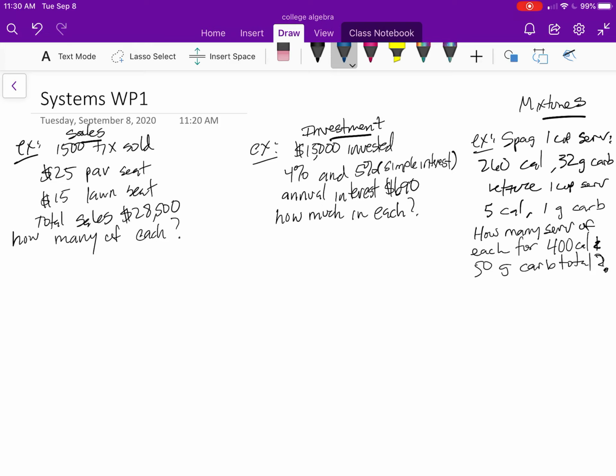All right, one thing to point out. The more complex, the more numbers and variables they throw in here, the more confusing it looks. Often, start with the question. Okay, define your variables. How many of each ticket were sold? Well, there were two types of ticket, the pavilion seats and the lawn seats.